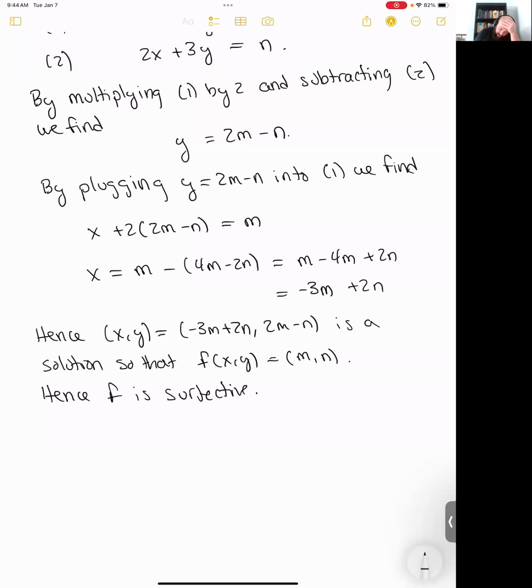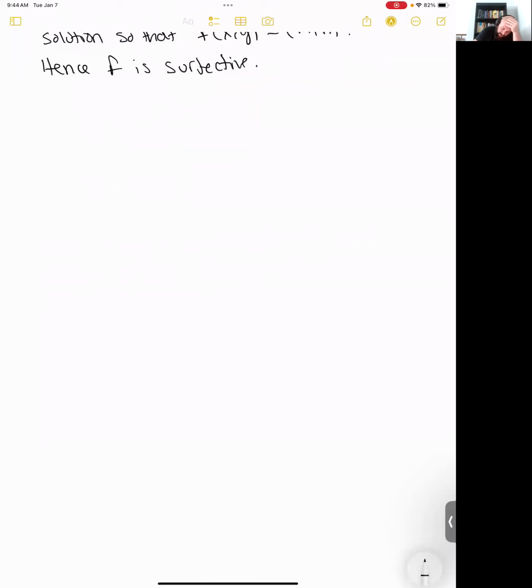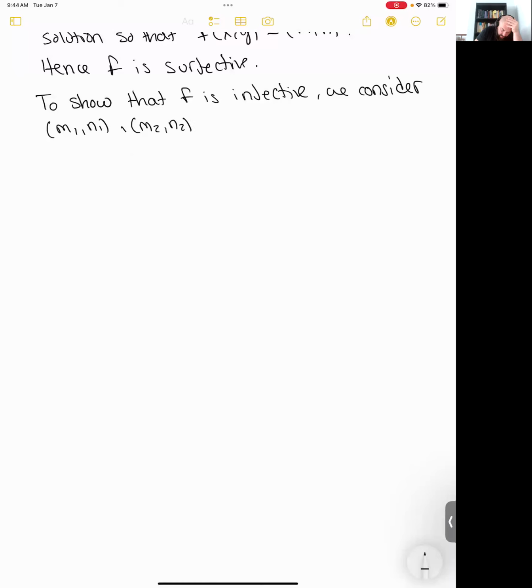Now we want to show it's injective, right? So let me give myself room again. So now to show that f is injective, we consider two different values, (m1, n1) and (m2, n2), that are both in Z cross Z.